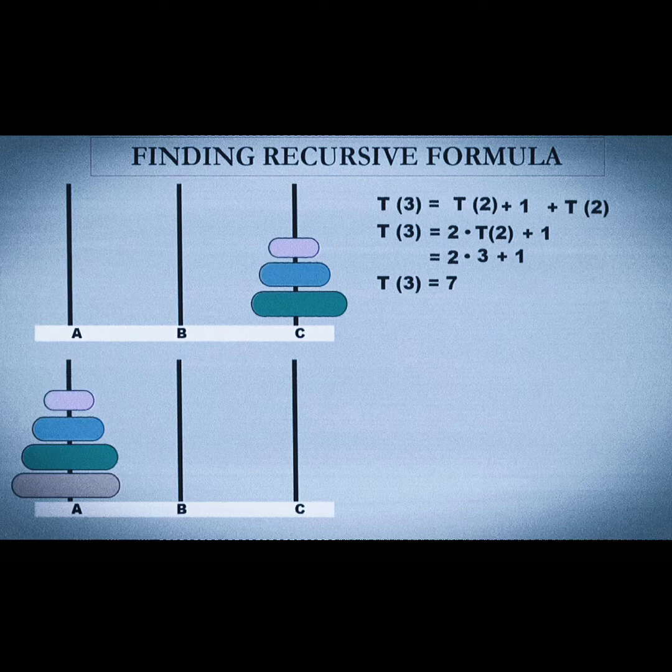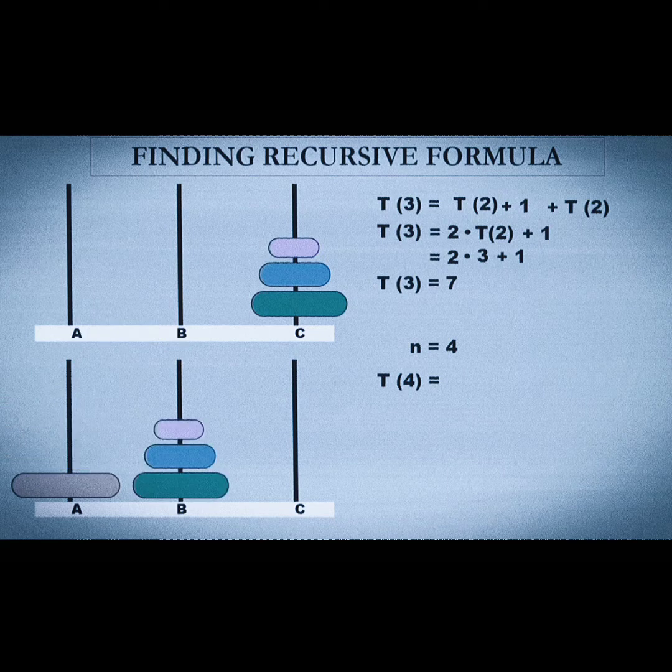Let us do one more example to see the recursive pattern. We have n equals 4. We have 4 discs on tower A. Imagine that the bigger disk is not there, so we need to move 3 discs to tower B. We know how many steps it will take since we have already done this on n equals 3. So let us write t of 3.